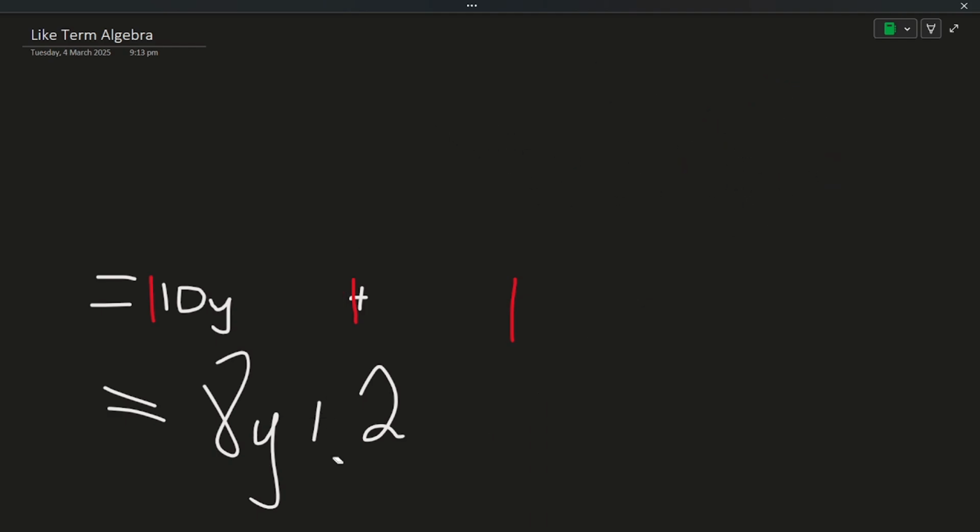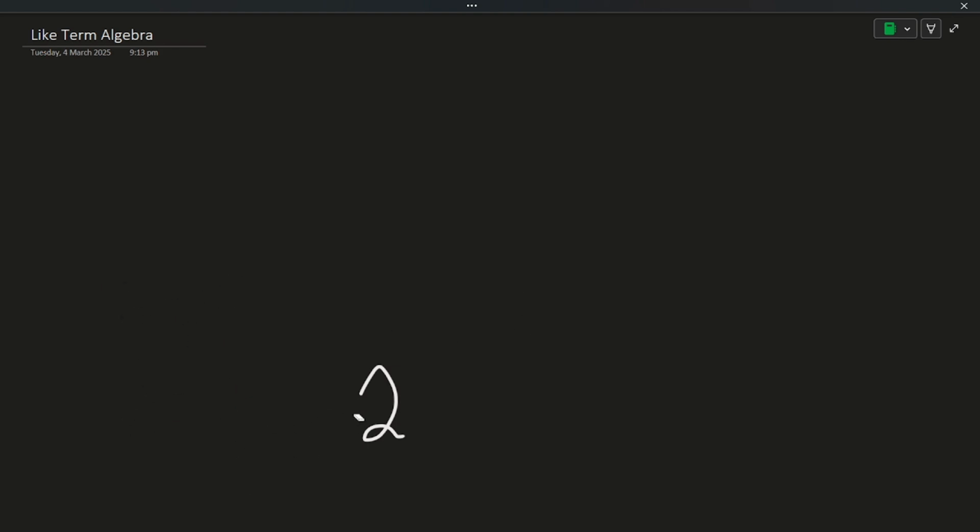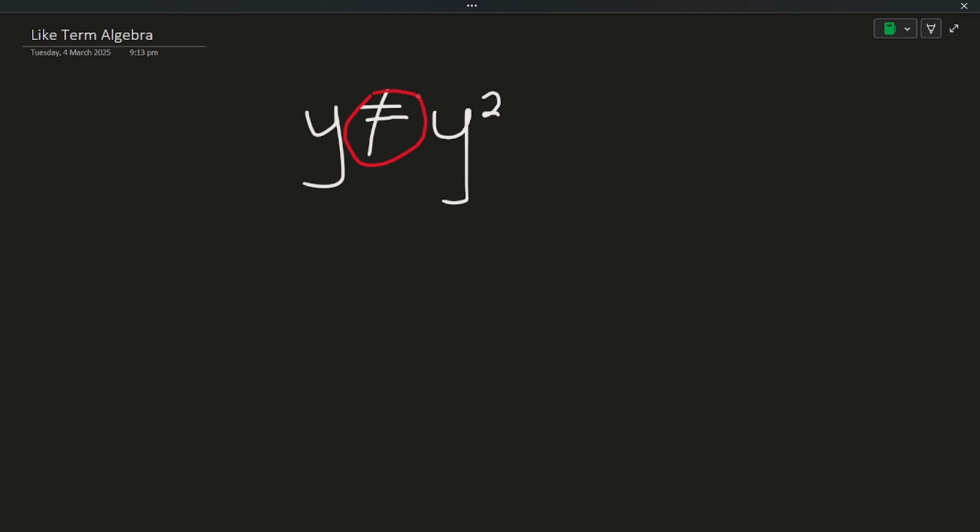Now, the next thing I'd really want to teach you guys is something that might confuse most people, but I think it's better to teach it right now than later. So, one thing is to confirm y is not equal to y to the power of 2. It's not the same. These are totally different, right?